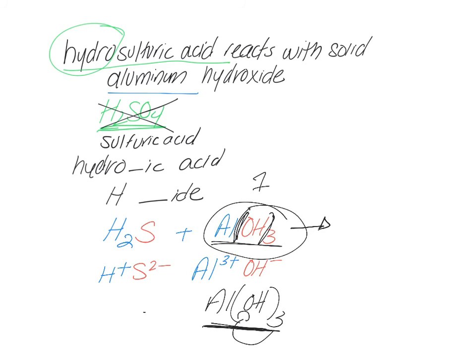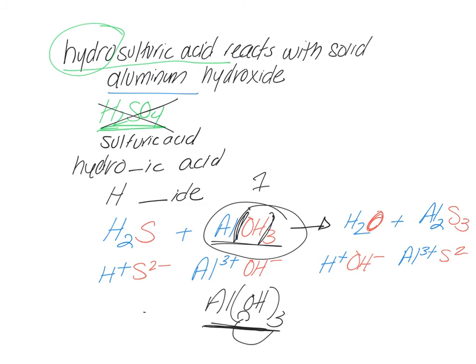Okay, so now hydrogen is going to go with hydroxide. So again, back to the drawing board, say hydrogen is positive, hydroxide is negative. So I'm going to get water, right, or HOH if you want to. And then I am going to get aluminum, and aluminum is going to go with sulfur. So I'm going to get Al2 and S3.